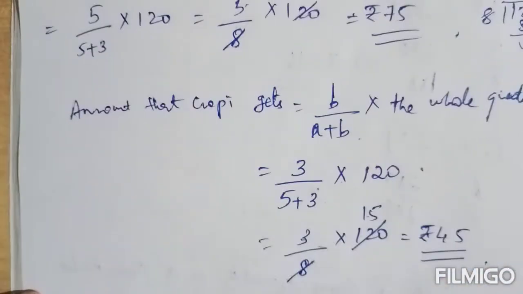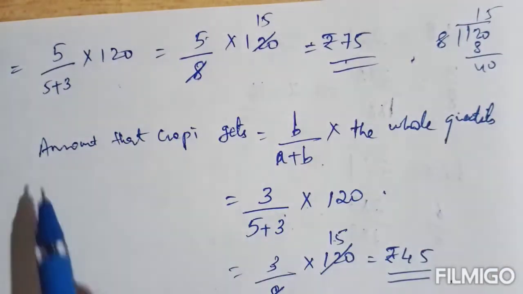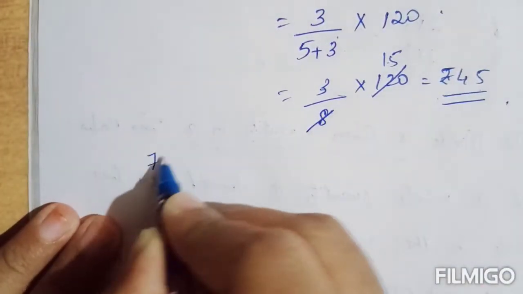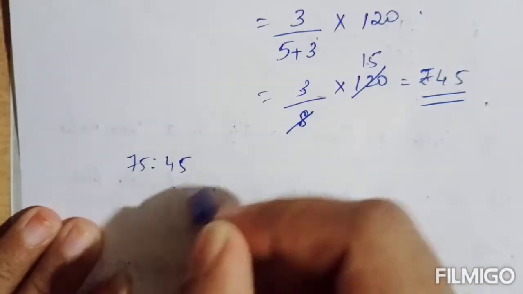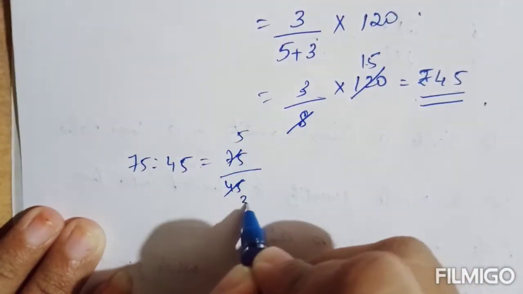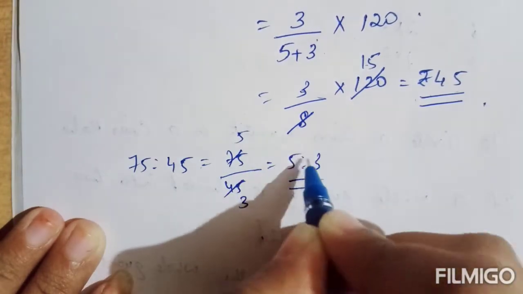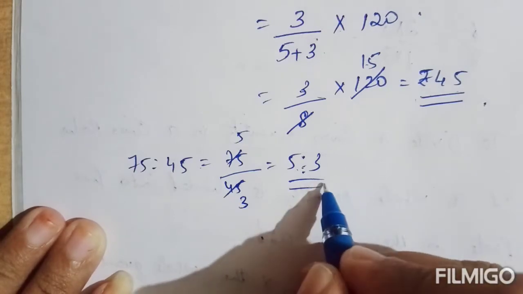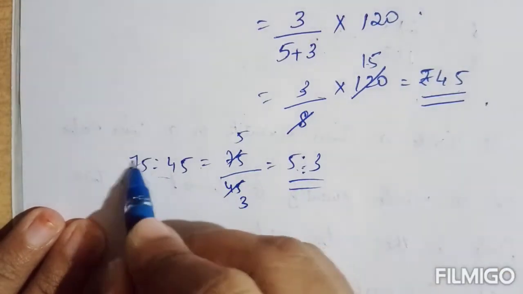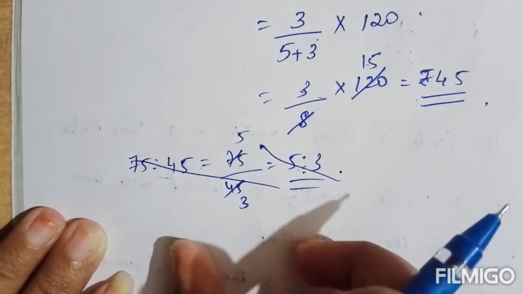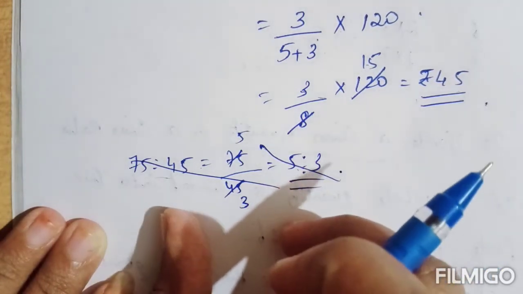So the amount Hari gets is rupees 75 and the amount that Gopi gets is rupees 45. Now if we take their ratio, 75 is to 45, we will get the ratio 5 is to 3. This is given in the question, no? In the question the ratio given is 5 is to 3 only. So our answer is correct. No need to write this. You can check whether it is correct or not by taking their ratios.